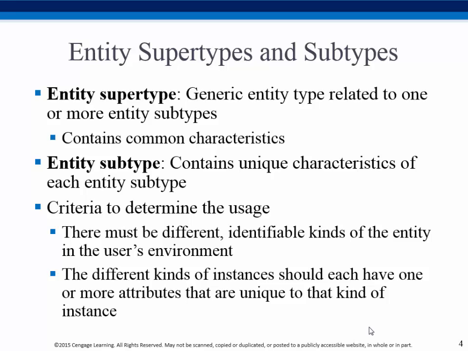Okay, so let's look at this again. Entity supertype, generic entity type related to one or more subtypes. Your supertype contains your common characteristics. Your subtype contains unique characteristics for each subtype. So the criteria that we'll go by to determine if you use a subtype or a supertype: there must be different identifiable kinds of the entity in the user's environment, and the different kinds of instances should each have one or more attributes that are unique to that kind of instance.